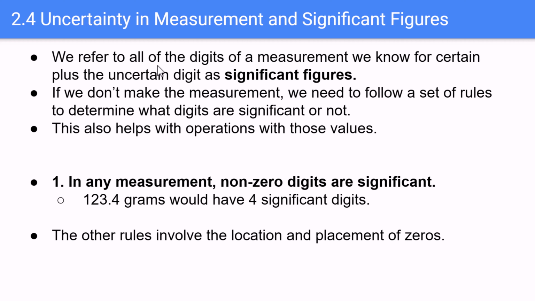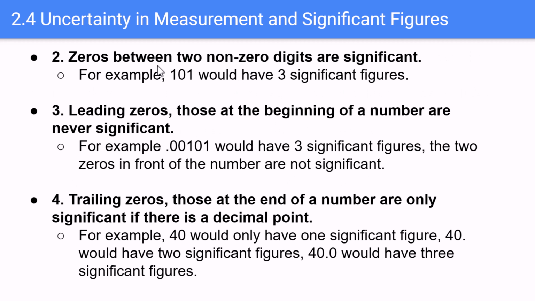The first rule here says that in any measurement, non-zero digits are significant. So if the number is not a zero, it is considered significant. So 123.4 grams would have 4 significant digits. The other rules involve the location and placement of zeros, whether they occur before the number, in the middle of the number, or after the number. Zeros between two non-zero digits are significant. So for example, 101 would have 3 significant figures. The first one, the 0 in between them, and the 1. So I'm counting up each digit and determining whether it is significant.